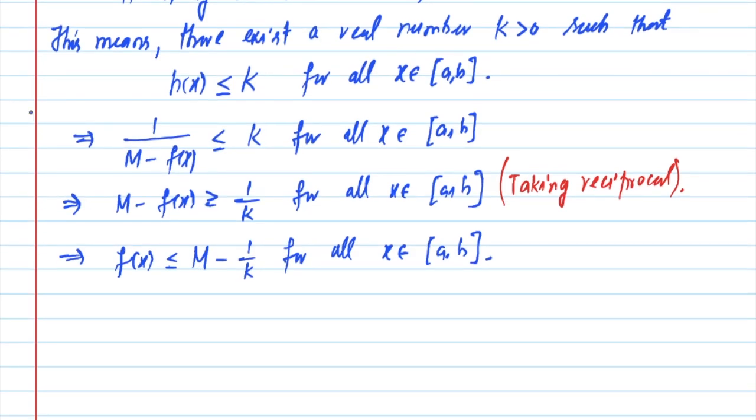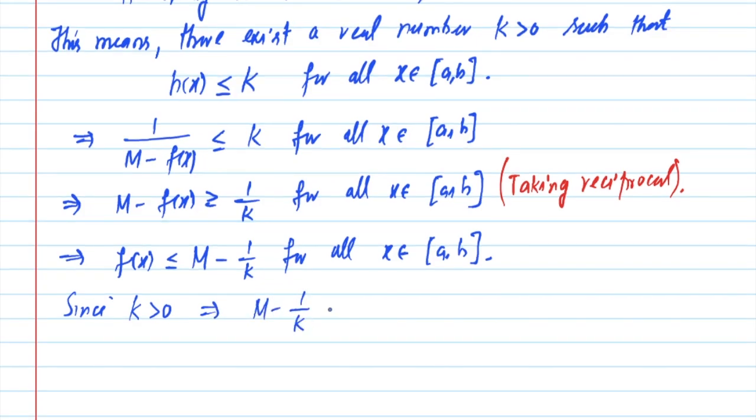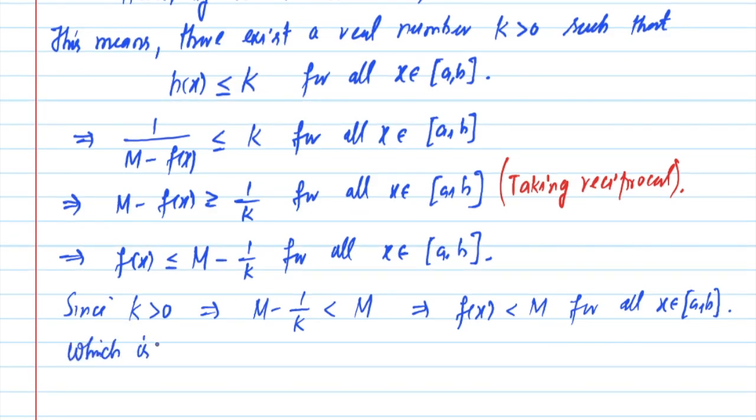But now at this stage, since k is greater than 0, M minus 1 divided by k is strictly less than M, because we are subtracting some positive quantity from M. So this implies f(x) is less than M, and this is true for all x belonging to the closed interval [a, b]. Which is a contradiction. Now why is this a contradiction?